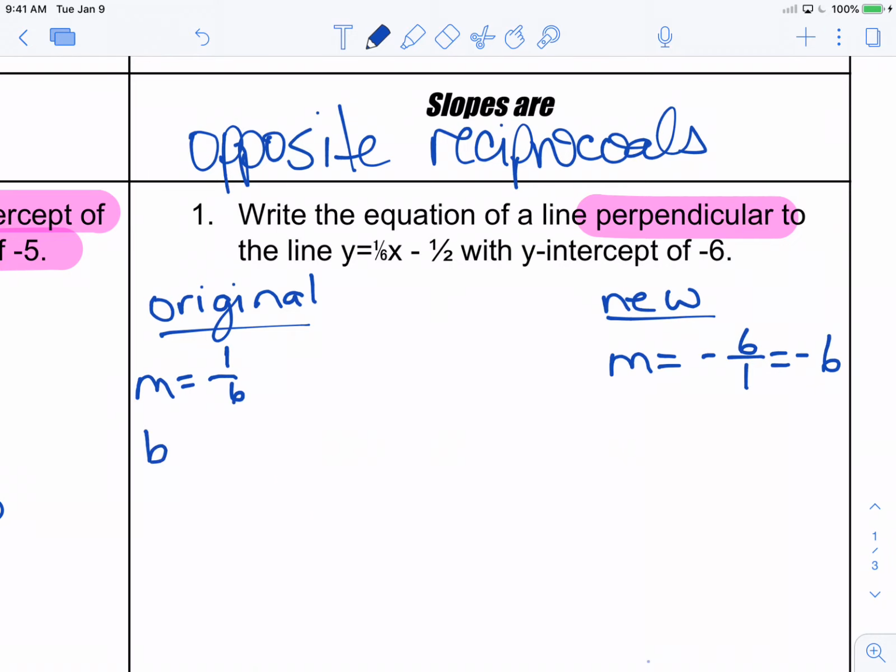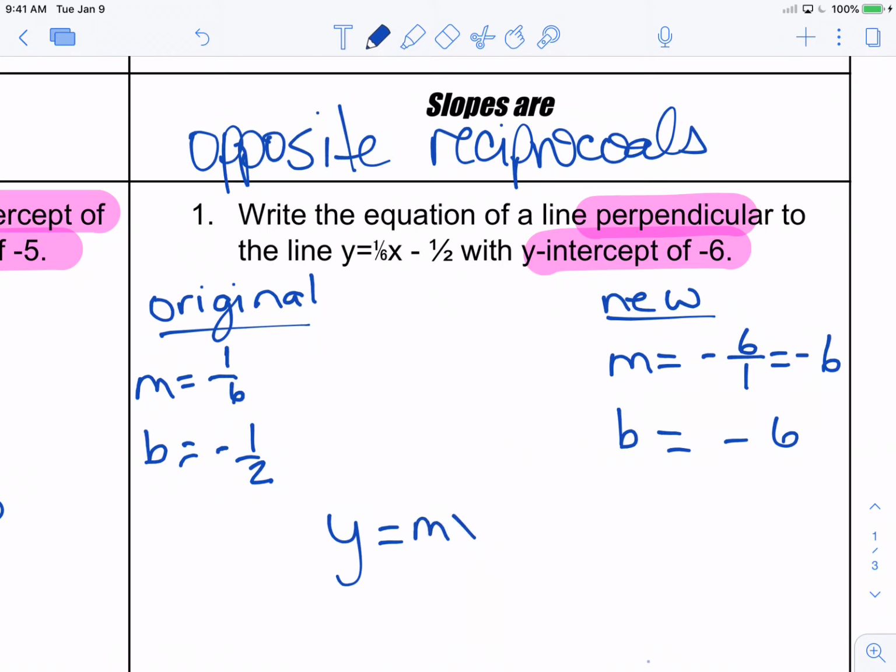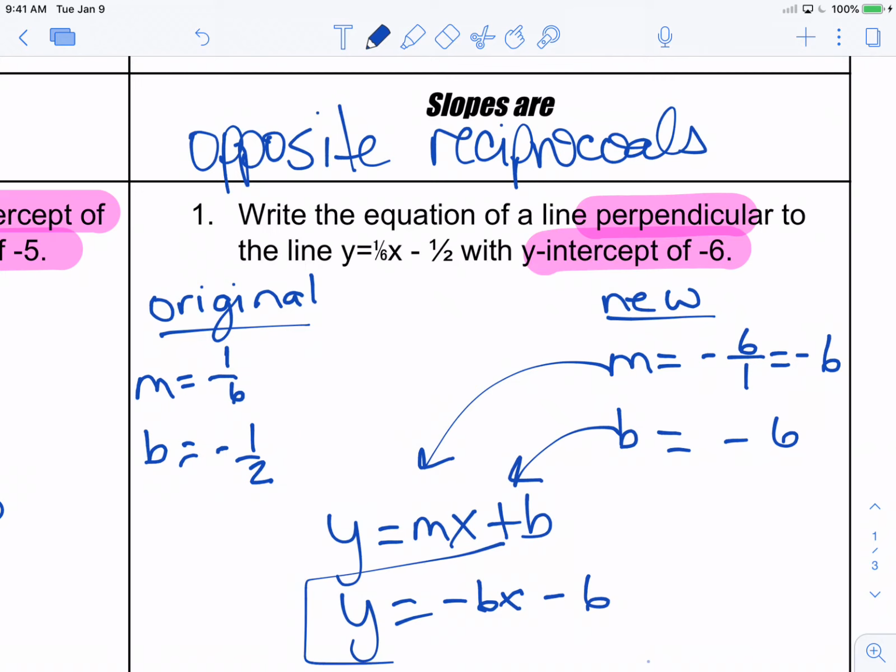And my original b, or y-intercept, is -1/2. In this problem I am given my new y-intercept, which is -6. So I'm given that b is -6. Then y equals mx plus b, and I'm taking it all from the new. Y equals -6x minus 6.